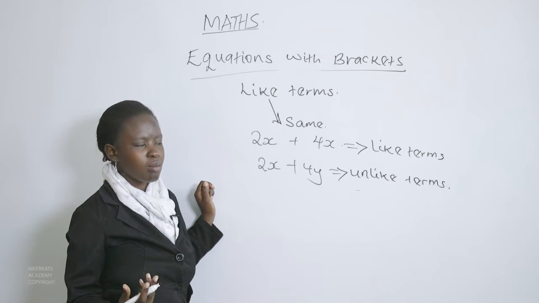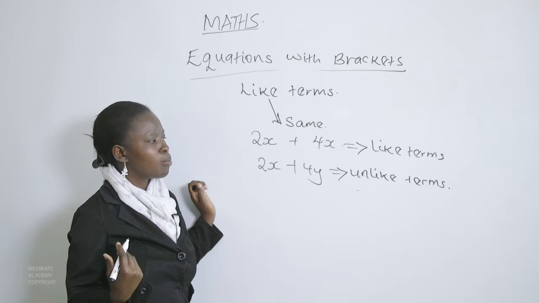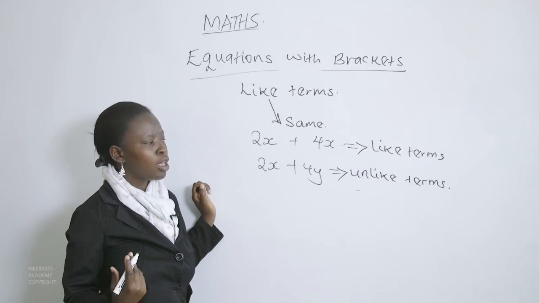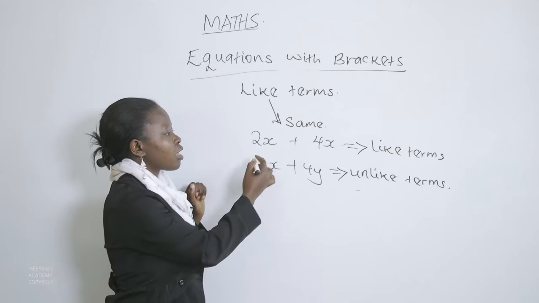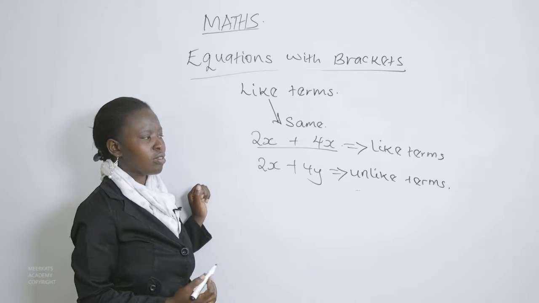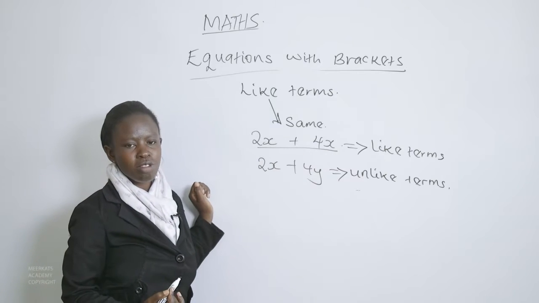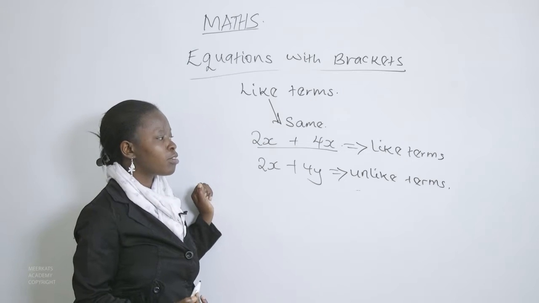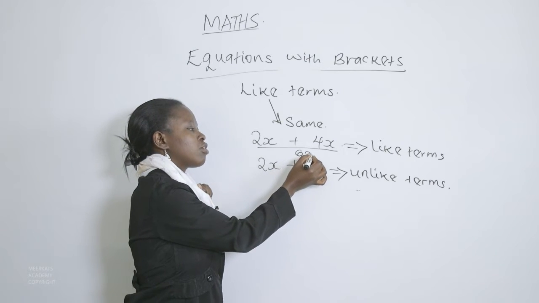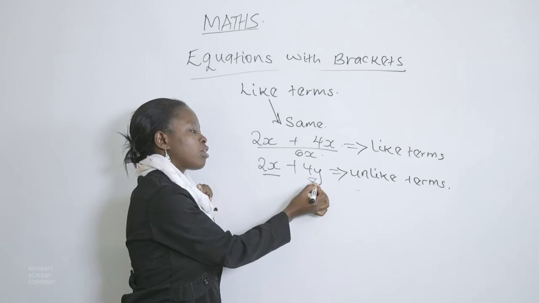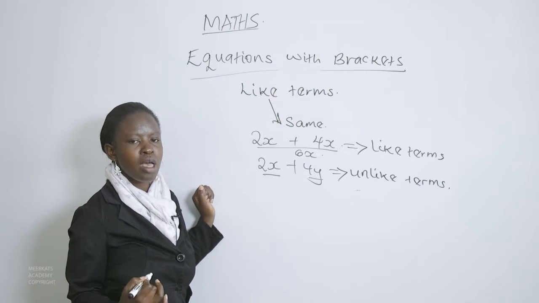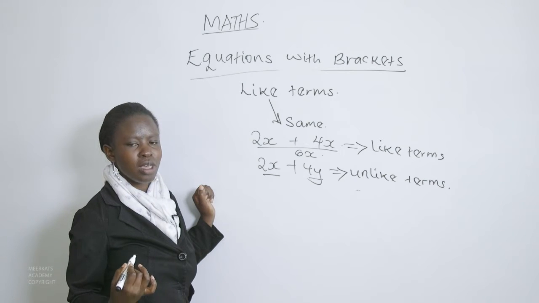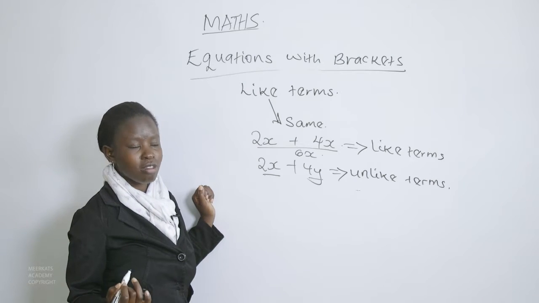When you have like terms, they are either added or subtracted to be simplified. But when the terms are unlike, you don't add or subtract the given terms. So in this case, if you need to simplify this, since they are like terms, it is possible to add 2x plus 4x to get 6x. But this is 2x plus 4y. They are not like terms. They are unlike terms. When they are unlike terms, the expression is not simplified.